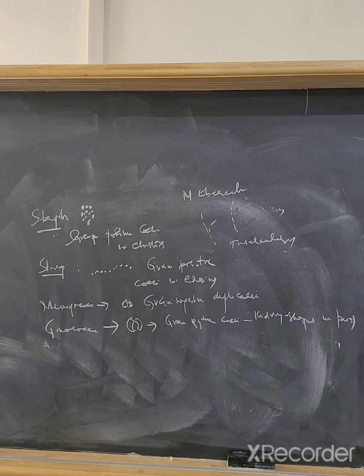DPT vaccine. D and T are toxoids. How do you convert toxin into toxoid? What is diphtheria? Whooping cough is caused by Bordetella pertussis. Diphtheria is caused by Corynebacterium diphtheriae. Diphtheria is a pseudomembrane; diphtheros means leathery membrane in the throat.